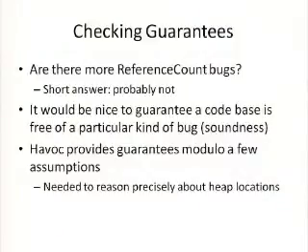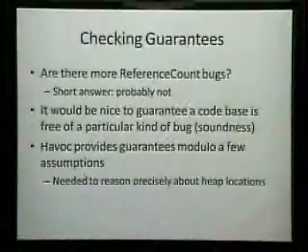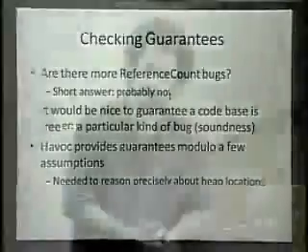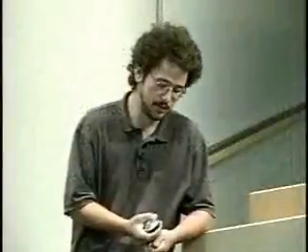But this kind of begs the question, though. We found 14 bugs. Are there any more? Did we find them all? And the short answer here is probably not. We probably found all of them, but we're not sure. It would be really, really nice to guarantee that a code base is free of a particular kind of defect, but we're not there yet.